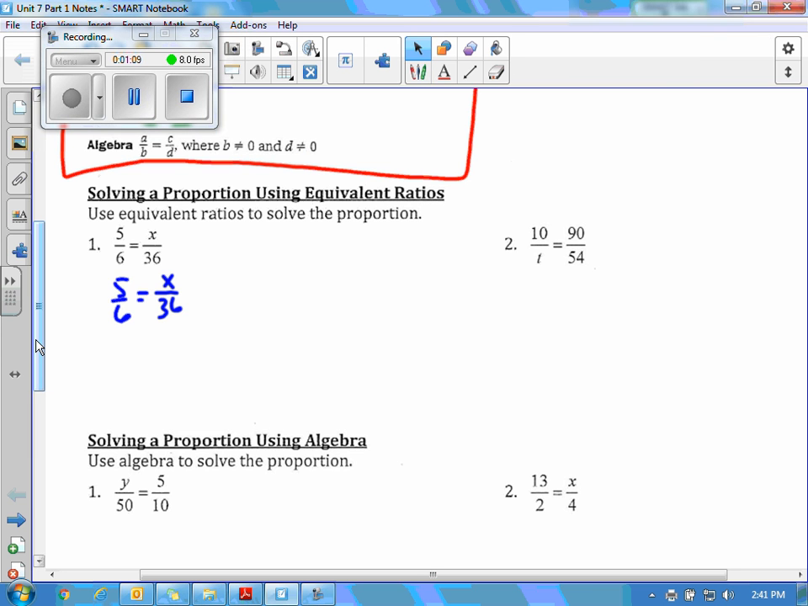Now, the way we're going to look at this is we're going to say 6 times what gives me 36. And I know that 6 times 6 is 36. So I know that I can then do 5 times 6 to figure out what x is. So in this case, x is going to be 30.